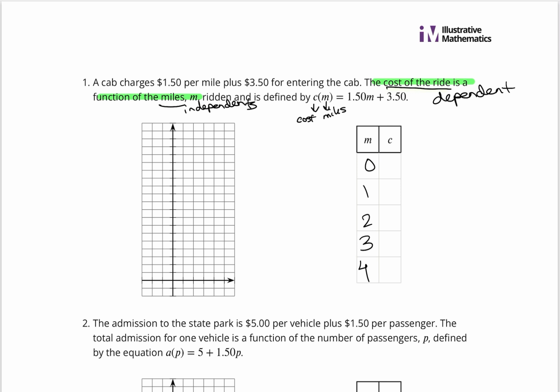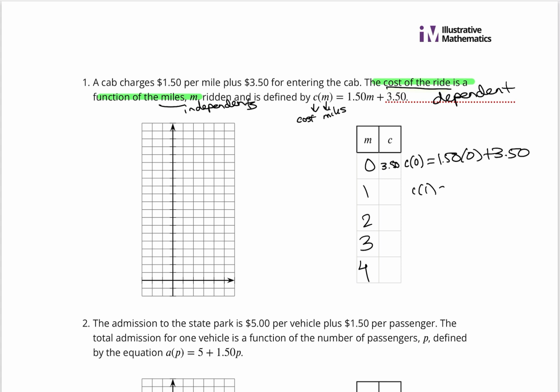So if I traveled 0 miles, that would be C(0), and it would be equal to 1.50 times 0 plus 3.50. So what I did was just plug my input value into my equation for m. And then I represented it here with function notation. You can see my input replaces my variable m there. All right, so if I calculate that, of course, this would become 0, and I would just have 3.50. 0 plus 3.50 is 3.50. So my output would be 3.50.